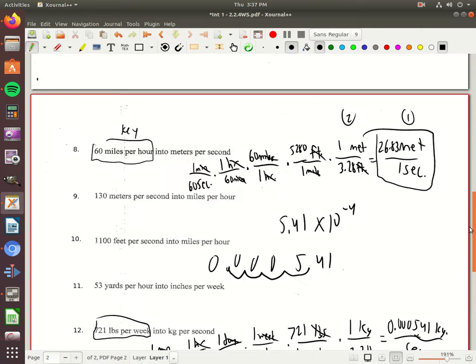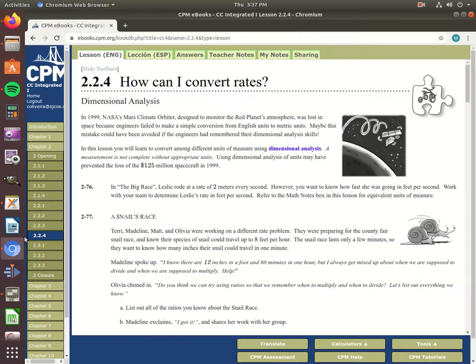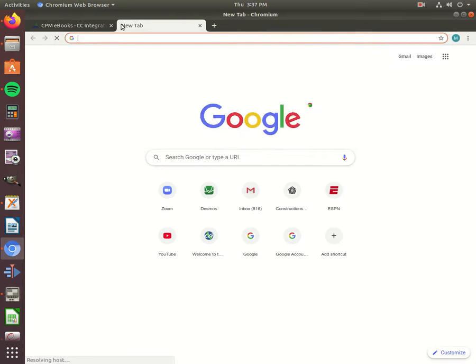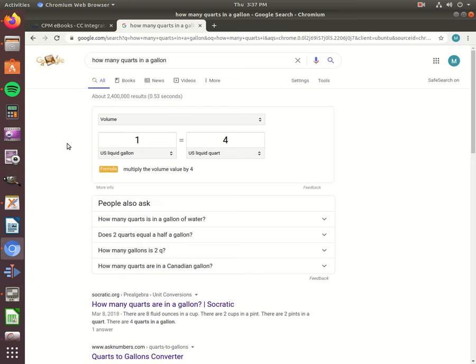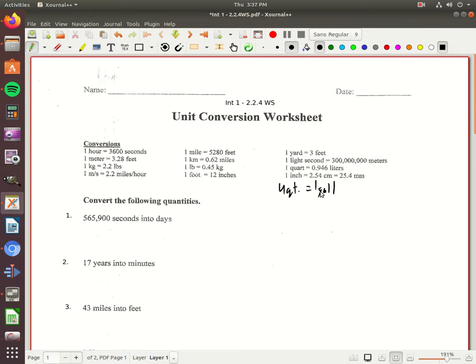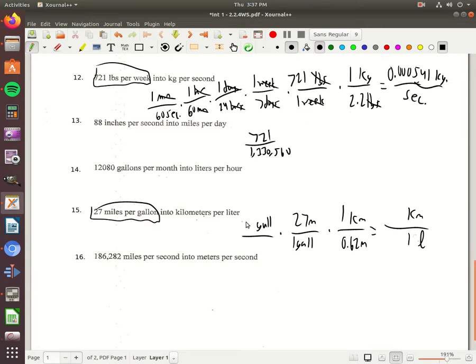So, oh, wait a minute. Okay, so I don't have that. So I think 4 quarts equals 1 gallon. But let me go online and confirm that. How many quarts in a gallon? Yeah, 4 quarts in a gallon. So I think what happens with this every year, and I'm probably going to actually add this to the worksheet. So the next time you see this worksheet, this will probably be typed in right here. Everybody seems to know there's 4 quarts in a gallon except for me. So the conversion is going to be 1 gallon is 4 quarts.